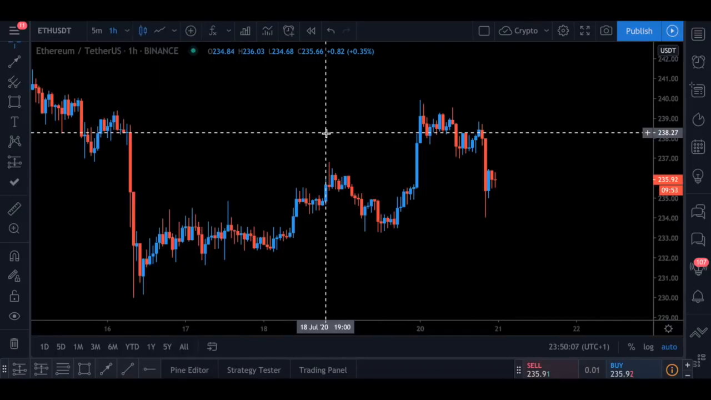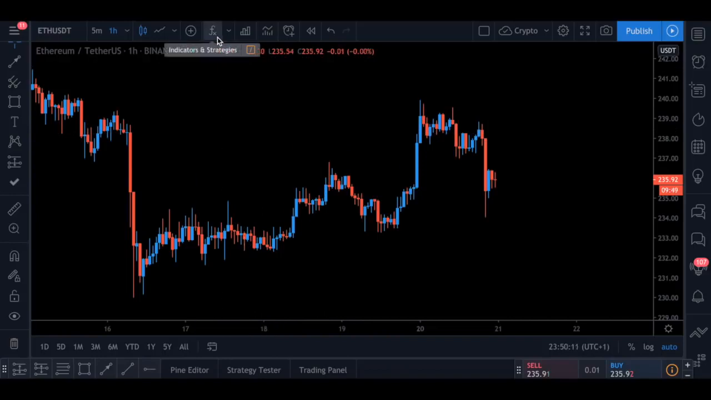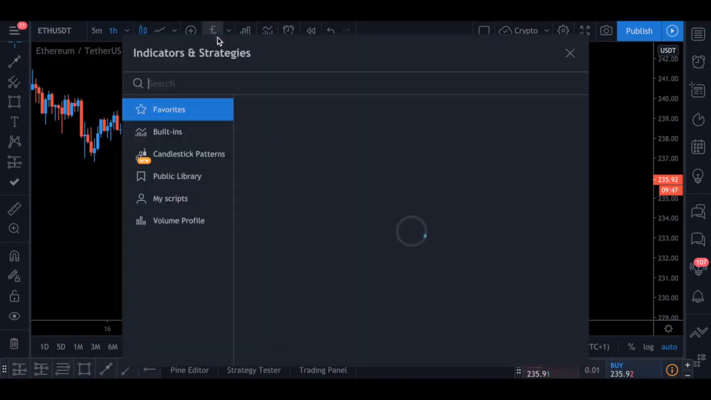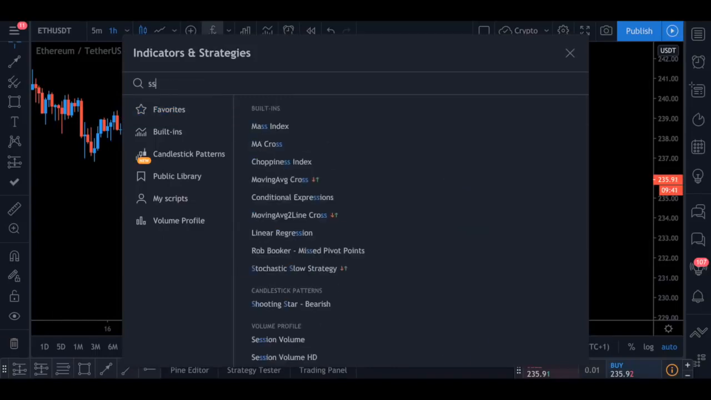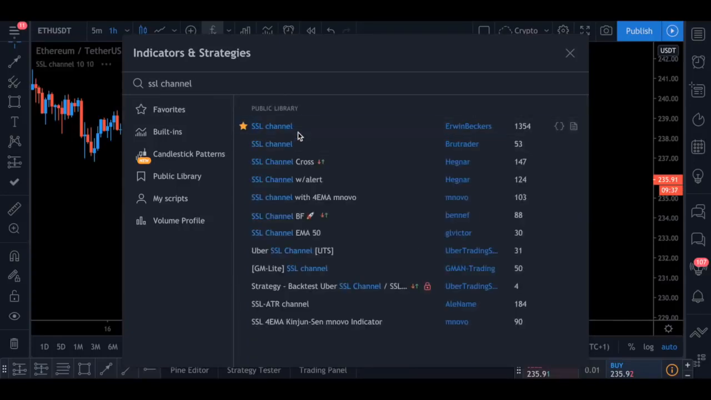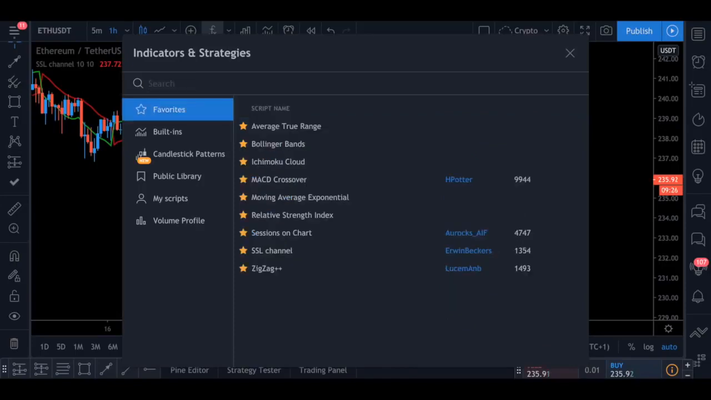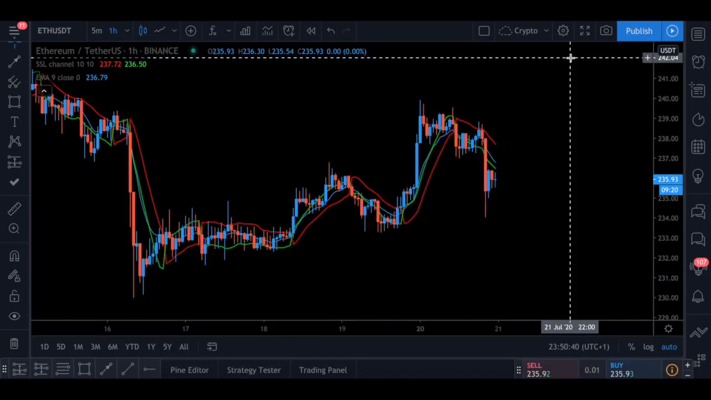Now, we need to look at the indicators. So we go to this FX at the top here, indicators and strategies. We click on that, and all we have to do is type in which indicators we want, and we only need 2. So SSL channel, this is going to be the first one, and then the next one is going to be the exponential moving average. Perfect. So now we've got those 2 indicators.